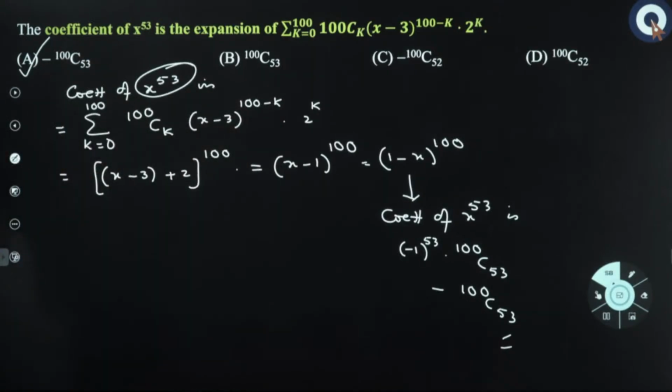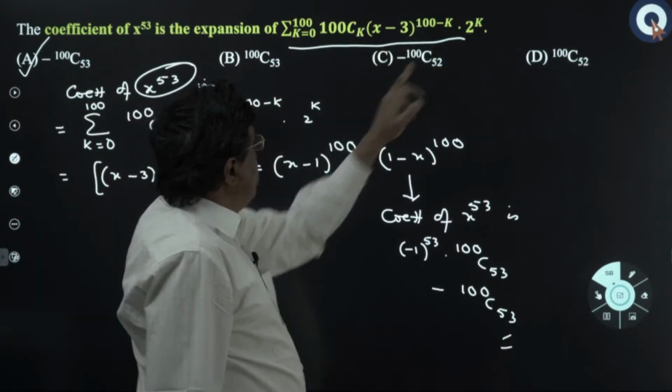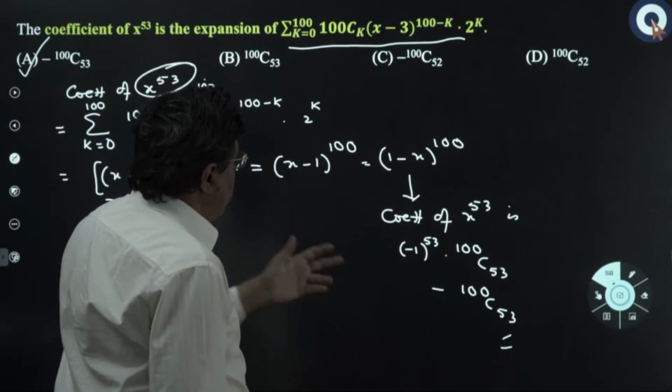So, that is it. The moment we recognize that whatever is given is nothing but the expansion of (1 minus 3 plus 2) to the power of 100, the problem gets over.